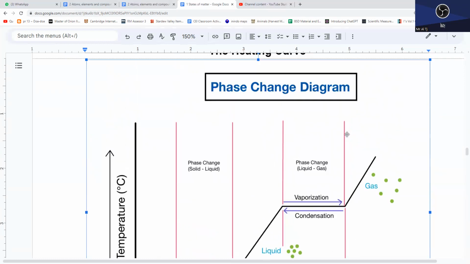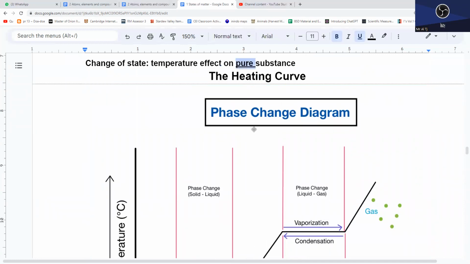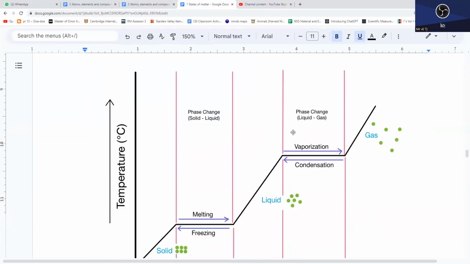And that is about the phase change diagram, the effect of temperature on a pure substance. Why is the keyword pure here? Different substances have different melting and boiling points. In fact, melting and boiling points are used to identify substances. No two substances have identical melting and boiling points. Of course, if you have a mixture of substances, we are going to have a different condition. Later on, in the topic of purity.